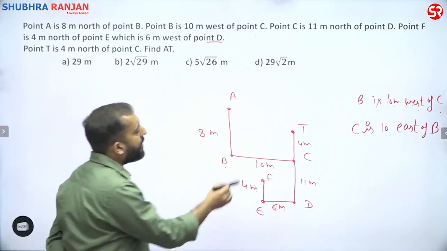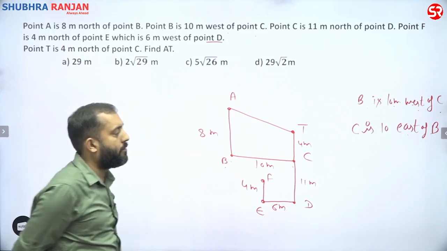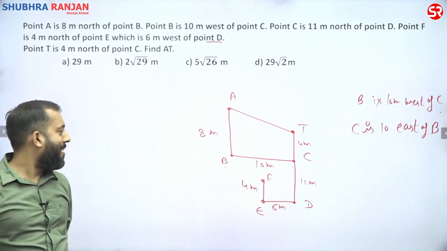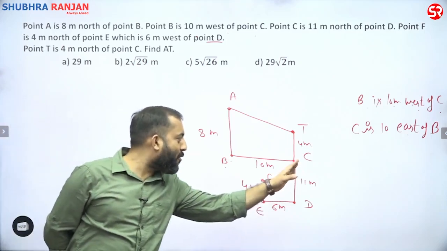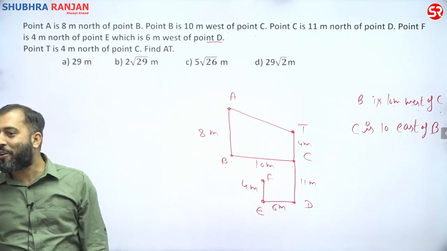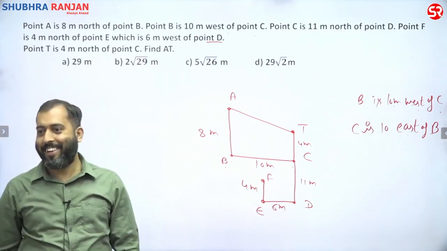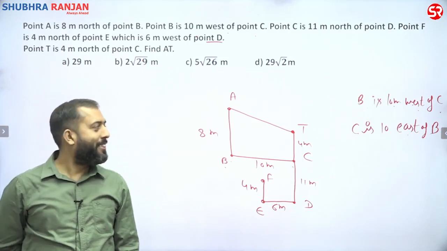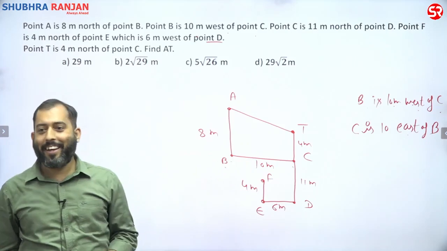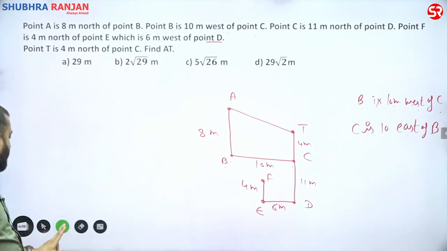So we want to find out this distance. So here we don't need to draw this C, D, E and F part. It was not required at all. So this was superfluous information. Now, okay, this is clear to everybody. Now let's talk about this case.